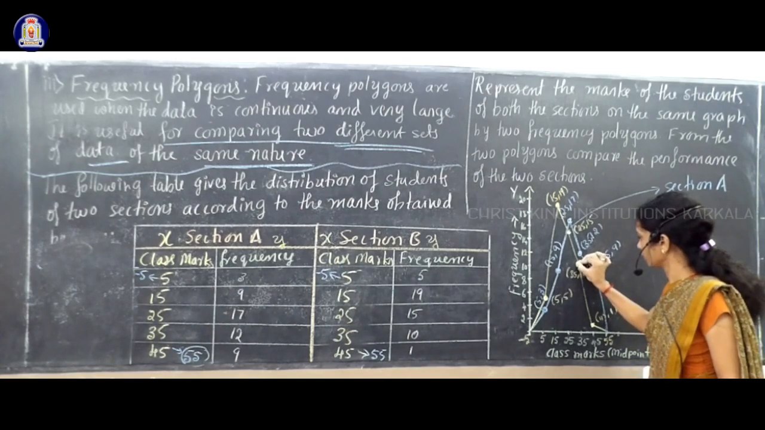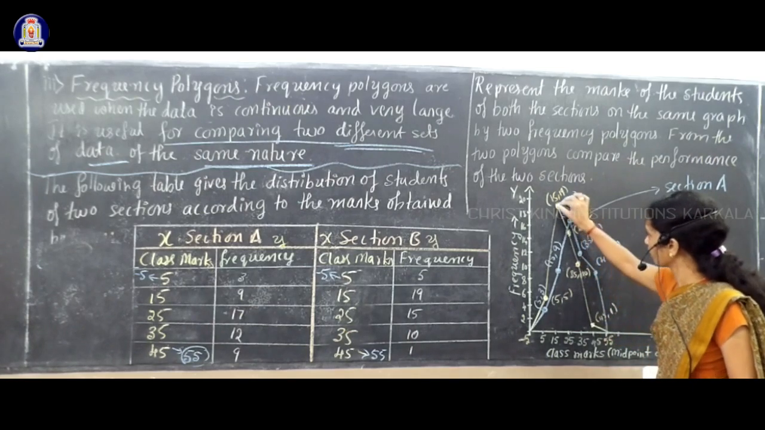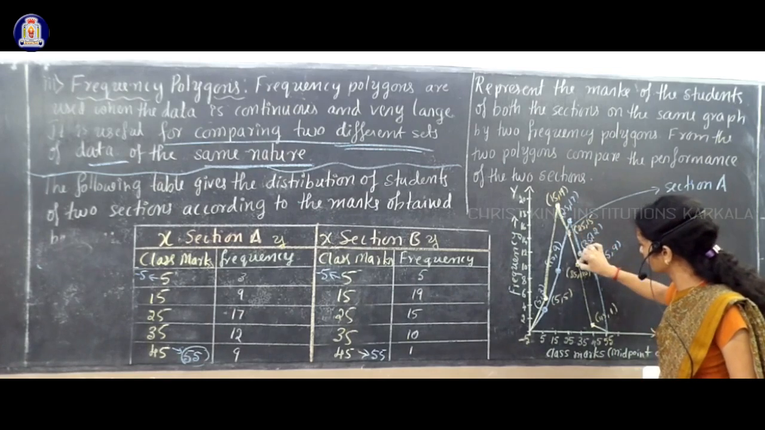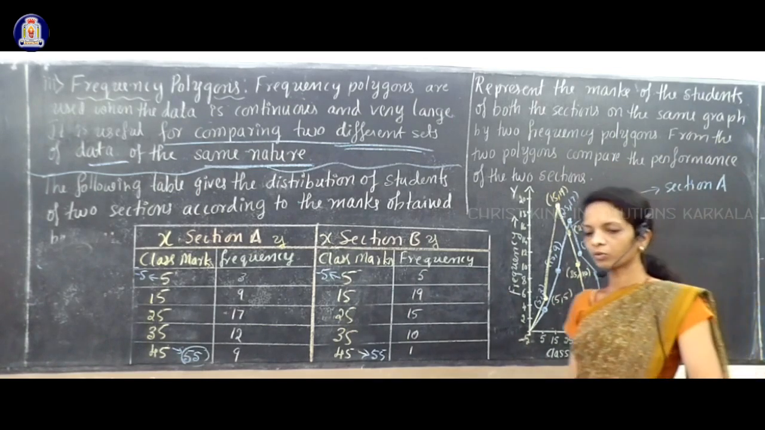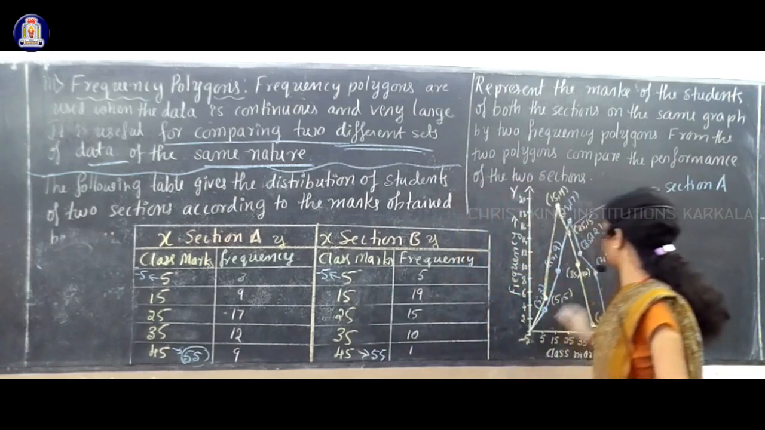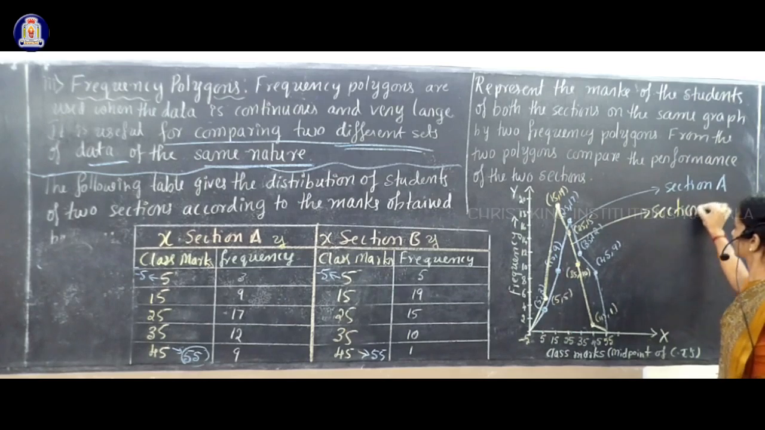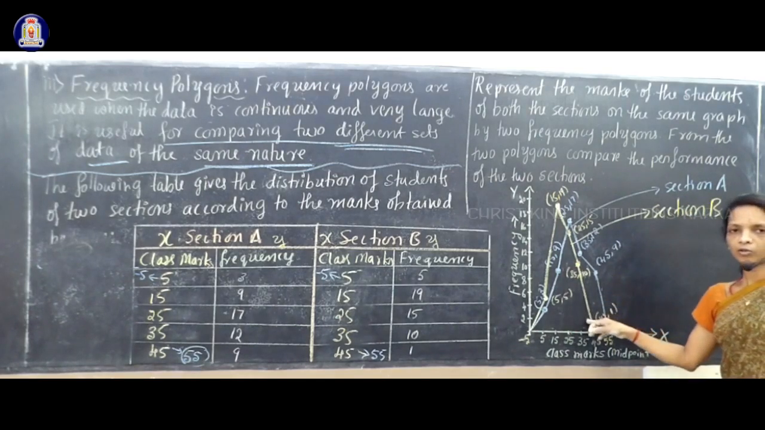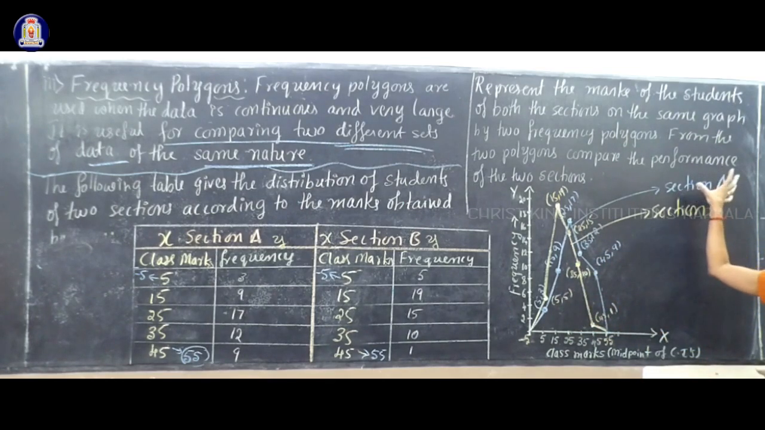Okay, so this is the frequency polygon for which section? Section B. The Section B frequency polygon is in which color? That is in the yellow color. Okay, and so now we have drawn the frequency polygons for both the sections. The section B frequency polygon is in the yellow color, and the blue color frequency polygon is for section A.